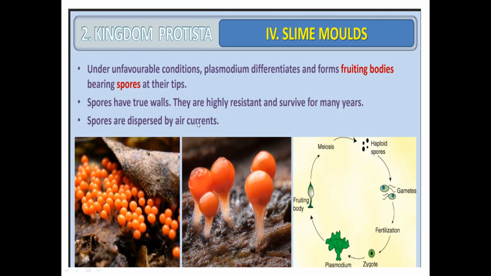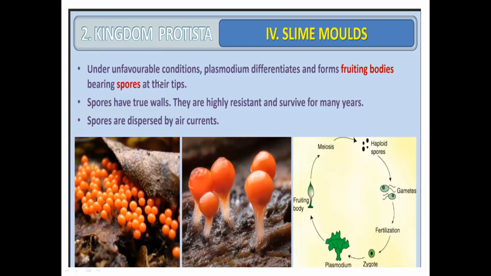Spores are dispersed by air current. Okay, spores are dispersed by air current, means they move from one place to another with the help of wind or air. You can see the picture of the spores. These are called fruiting bodies. In this, there will be spores. Spores are mostly light, so that they can easily move with the help of wind.